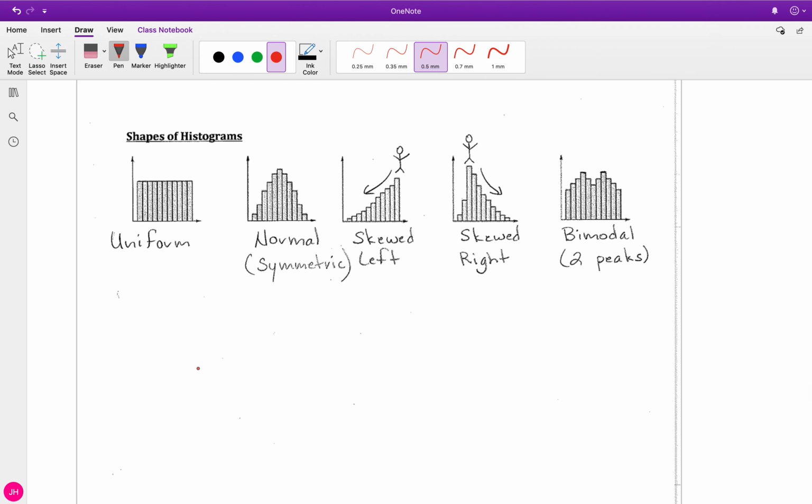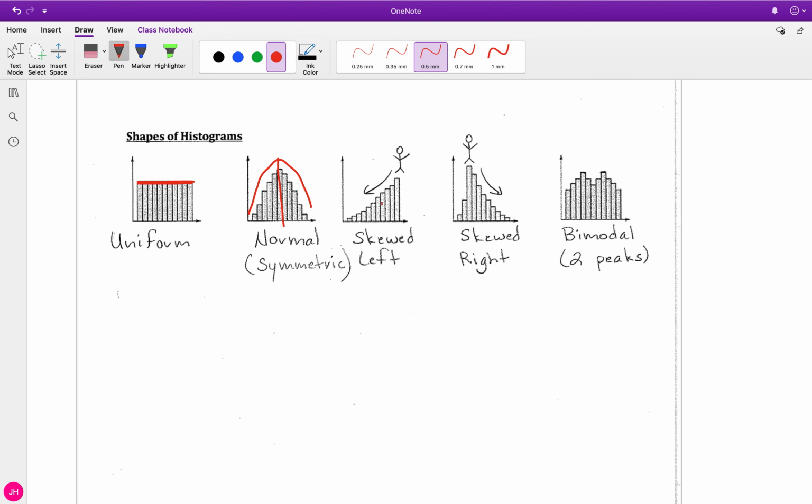So these are shapes of histograms. This first one is called uniform because they all look like they're the same height. Like a uniform, if you have to wear a uniform to work, everybody wears the same thing. So these have roughly all the same height. The second one is called normal or symmetric. Symmetric because it's the same on the left as the right. Sometimes we also call this the bell-shaped curve. We use it in a lot of our standardized testing. But we have a nice little hump here.